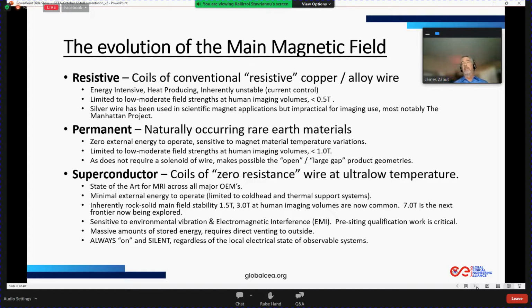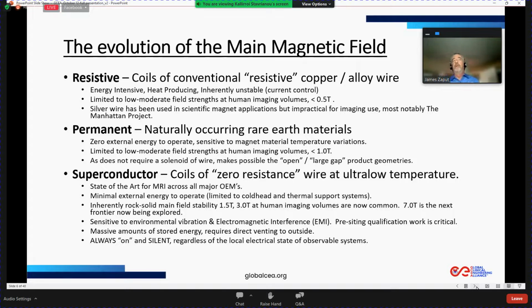The scientific application of silver was the Manhattan Project. Permanent magnets, right? These are naturally occurring rare earth materials. Zero energy to operate, but they're sensitive to magnetic material temperature variations. So we insulate them very well. We put thermal control systems on them.